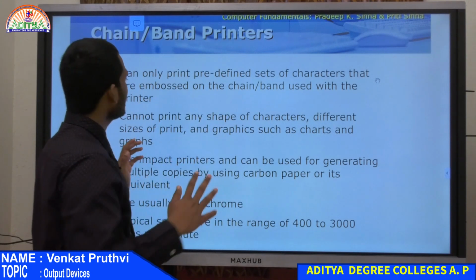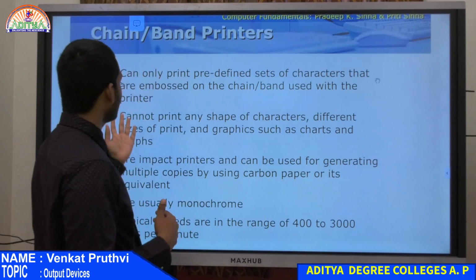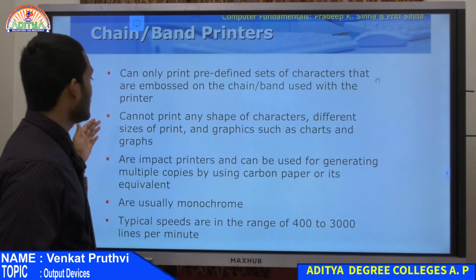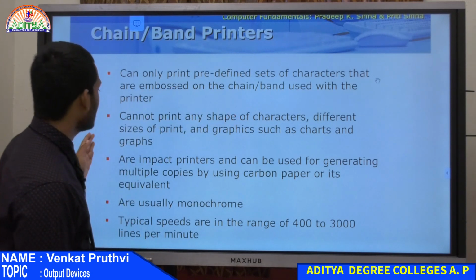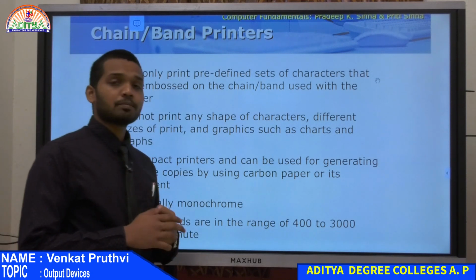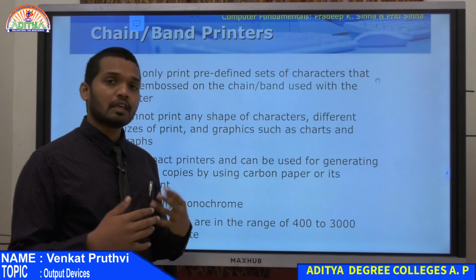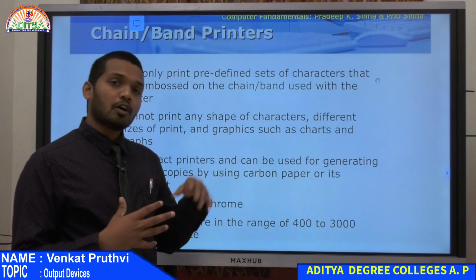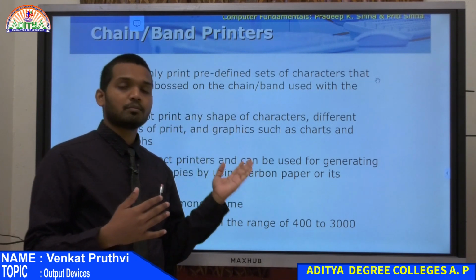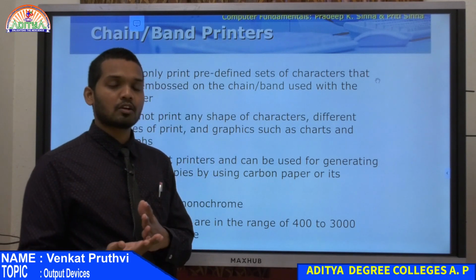So whatever predefined set of characters are embossed on the chain or band, they are used with the printer. They can only be printed onto this output. They cannot print any shape of characters, different sizes of print, and graphics such as charts and graphs. Your inkjet printers are very much advanced, and they are able to identify the output that needs to be printed, and it will give you the output exactly how it is in the computer. Whatever the computer is processing, the same output can be seen on the hard copy paper.